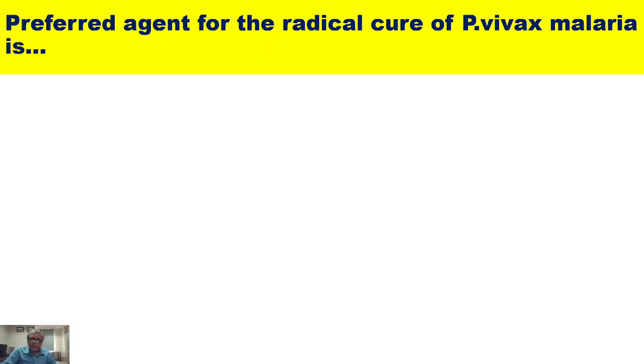falciparum malaria, there is no exoerythrocytic phase. So there is no need of giving the agent that will cause radical cure, but this is not true in case of P. vivax malaria, and we require an agent which acts on this exoerythrocytic phase or the hypnozoites for the prevention of recurrence. There are different drugs which act on the different phases. Some drugs act on the pre-erythrocytic phase, some on the erythrocytic phase, some on the hypnozoites, and some on the gametes.